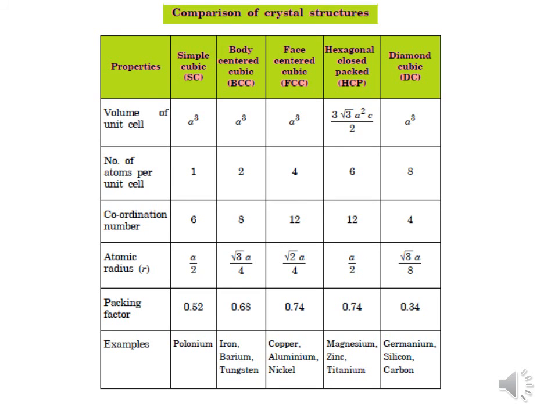Summary. Comparison of crystal structures for SCC, BCC, FCC, HCP and diamond cubic. Different properties are analyzed: volume of the unit cell, number of atoms present per unit cell, coordination number, atomic radius R, and packing factor. Examples are: SCC polonium; BCC iron, barium, tungsten; FCC copper, aluminum, nickel; HCP magnesium, zinc, titanium; and diamond cubic germanium, silicon and carbon.